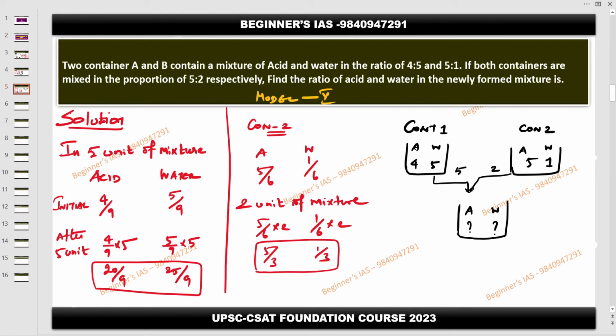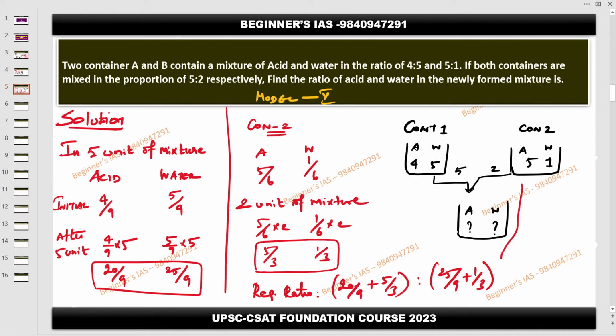So now simply add the acid and then add the water. Simple. So that's the required ratio. So therefore the required ratio is 20 by 9 plus 5 by 3 is to 25 by 9 plus 1 by 3.